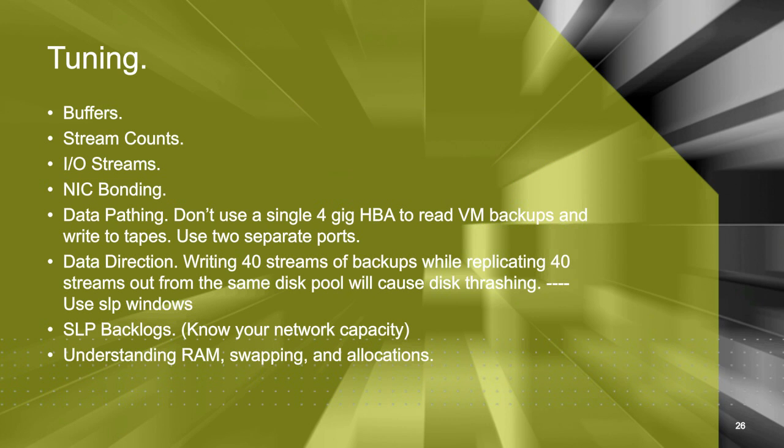So there's some tuning options as far as buffers, your stream counts, your I/O streams for disk pools, NIC bonding. Data pathing is an important one that is easy to overlook. So you don't want to use a single HBA, for instance, to read your VM backups and write to tapes. You want to use two separate ports for that.